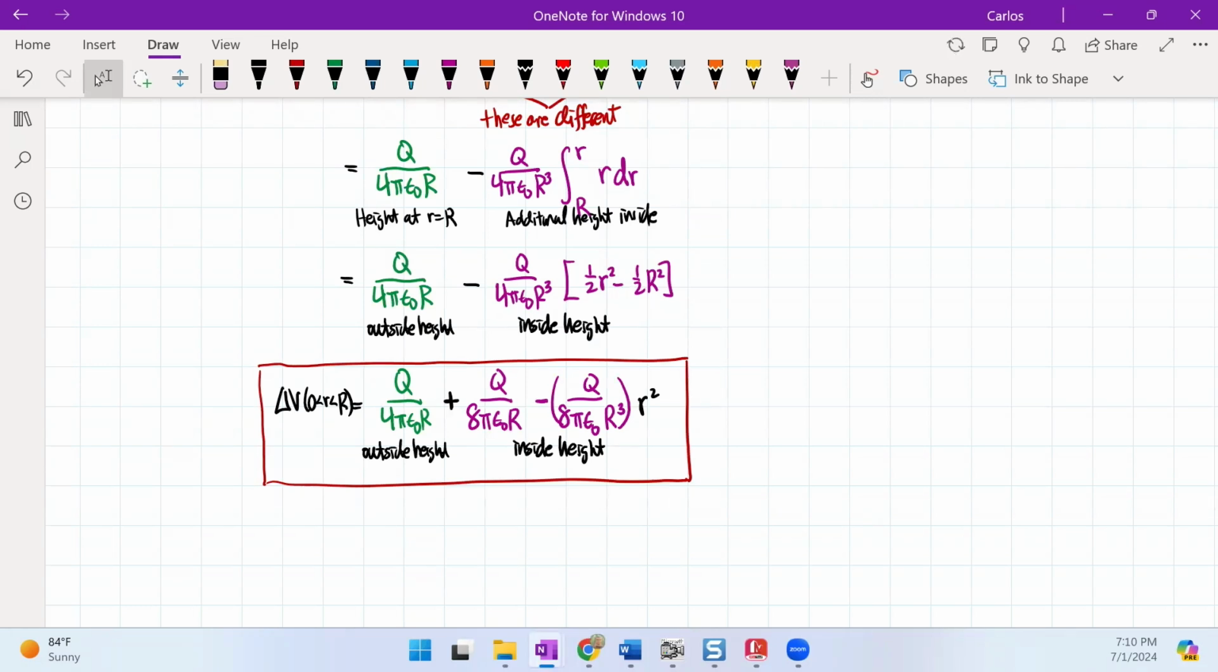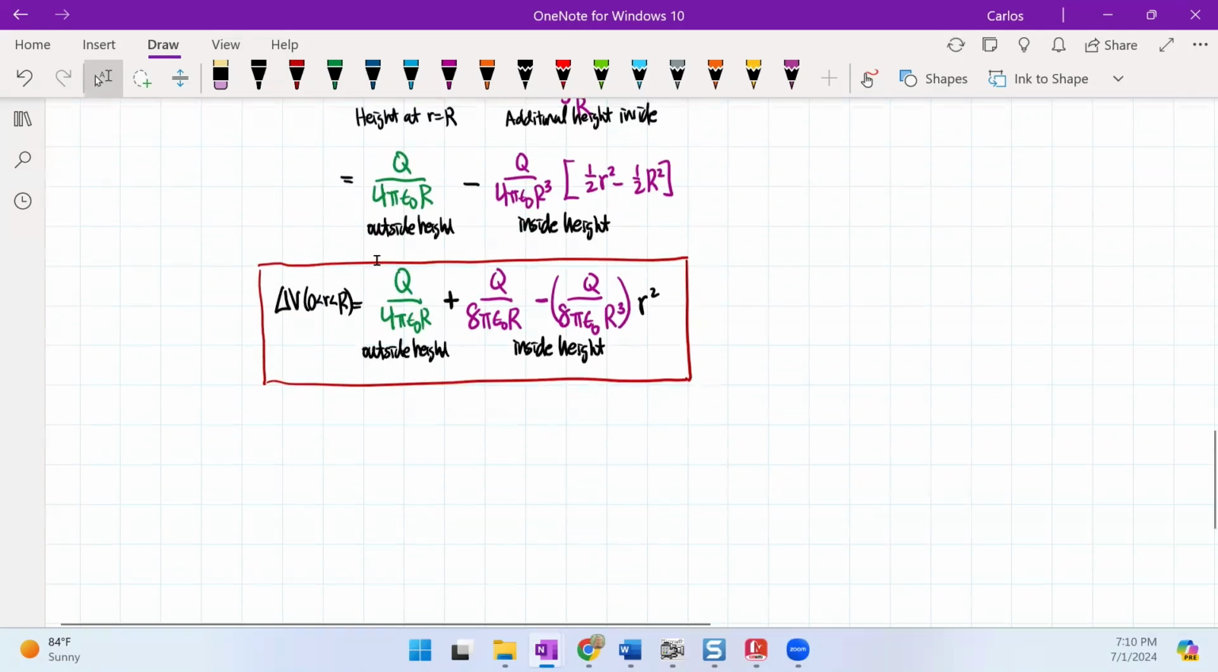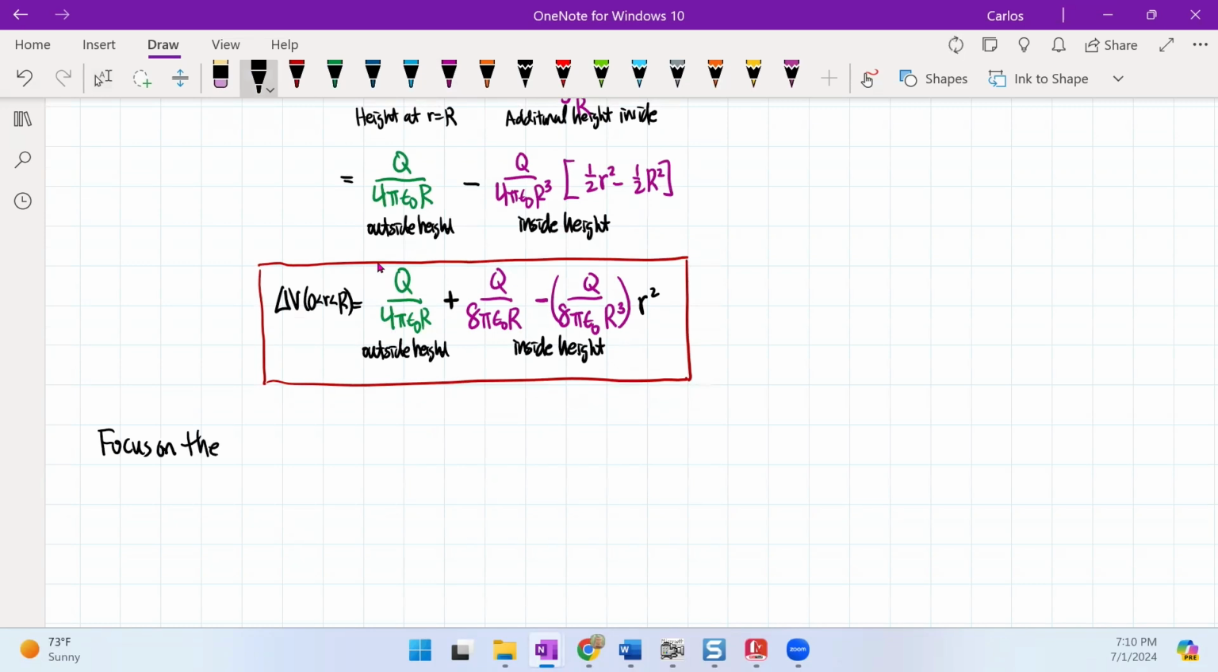So I want to focus on the purple part of the potential field due to the inside.